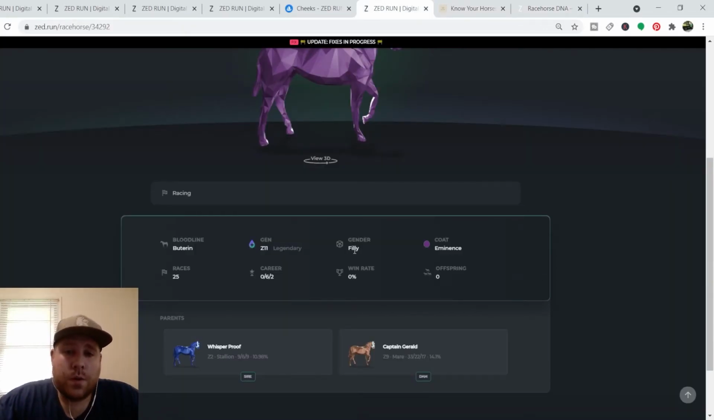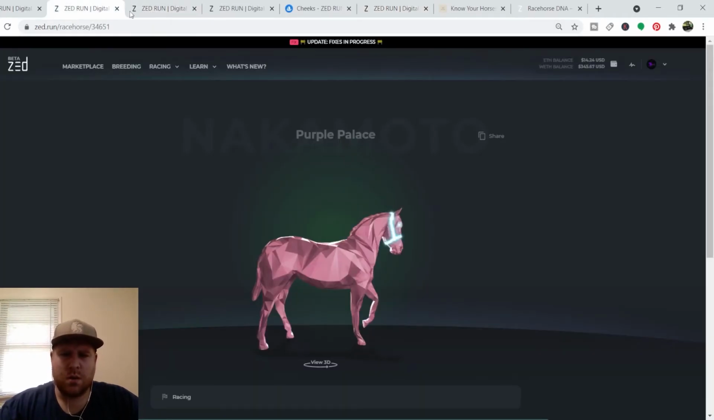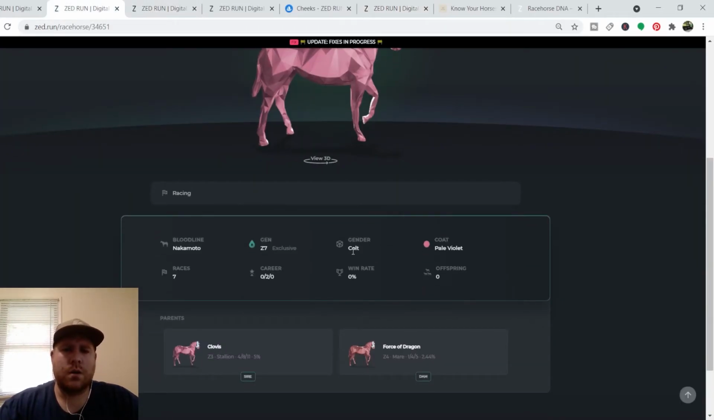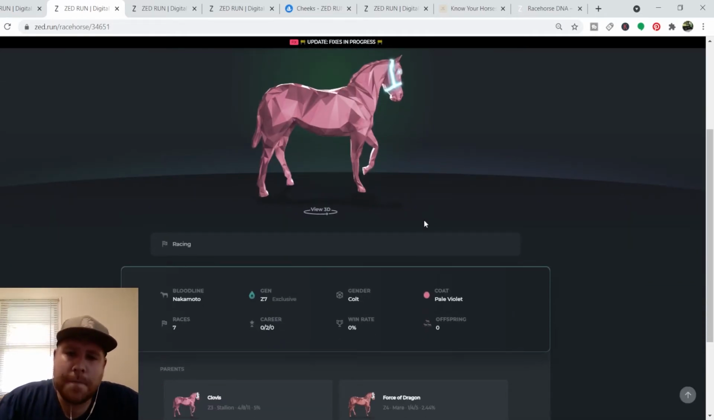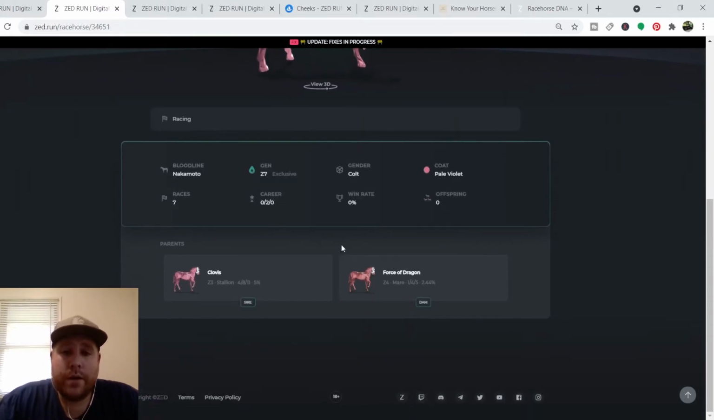Then you have your gender, okay? So male horses are colts and stallions. Let me switch over to some of my males here. All right, so here we have a colt. This is Purple Palace. Just picked him up today. Now he is a colt. What that means is he is yet to be bred. He has no offspring. His offspring is 0.